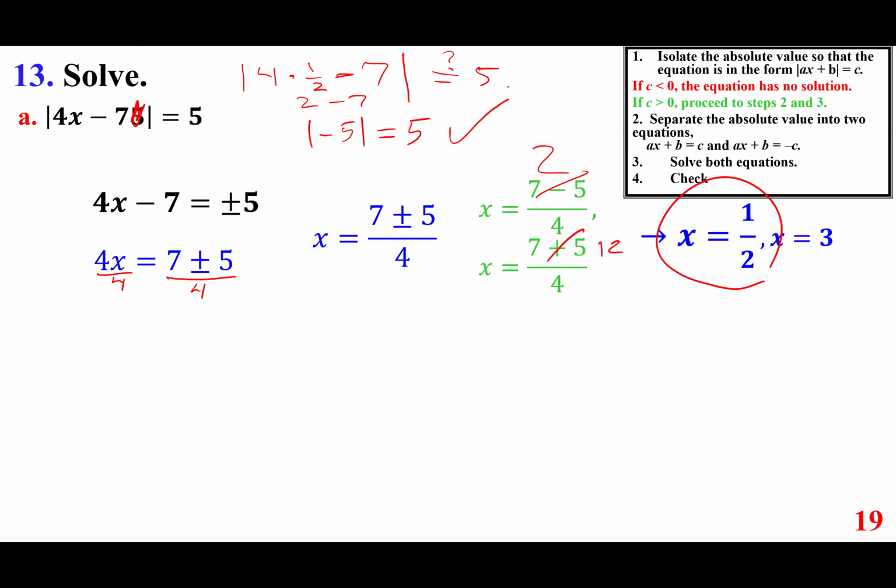You have to check number 3. It's actually very simple to see that. If you put 3, you get 12 minus 7 is 5. The absolute value of 5 is itself.